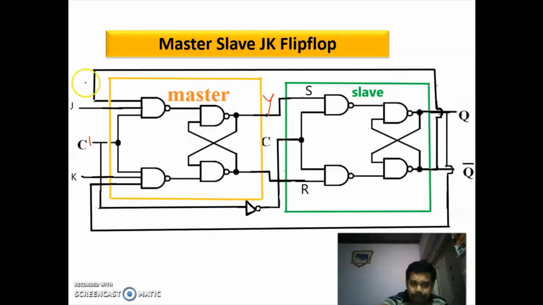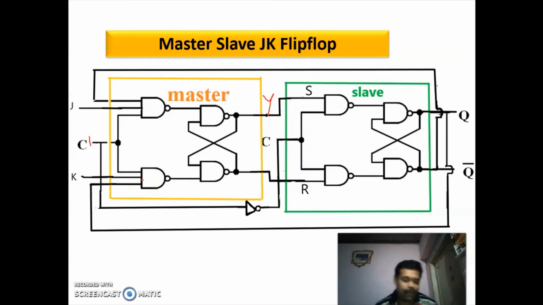Similarly, when J is equal to 1 and K is equal to 1, the output will toggle. So if you are having 0 here, then it will become 1, and if you are having 1, it will become 0, and the slave copies the master. Okay, when J and K are 1. So this is master slave JK flip flop.